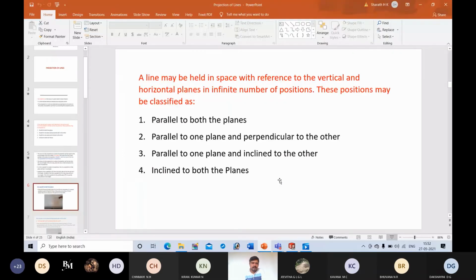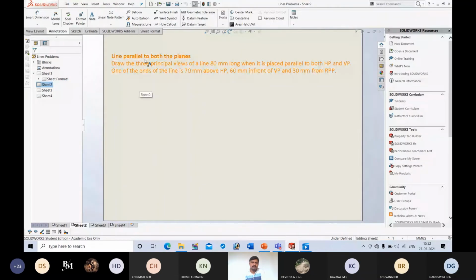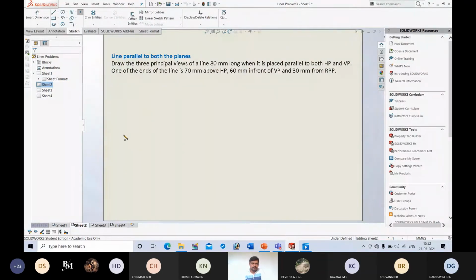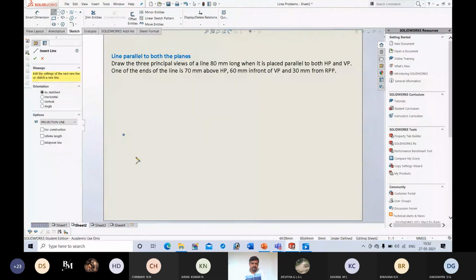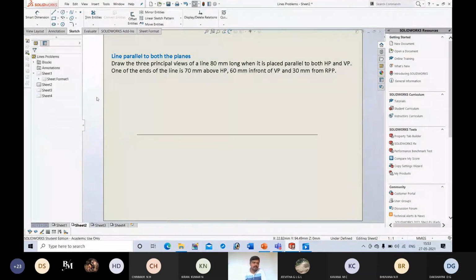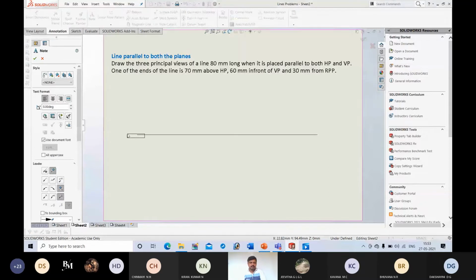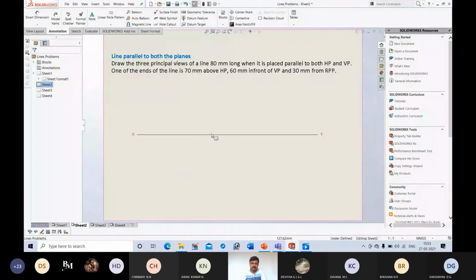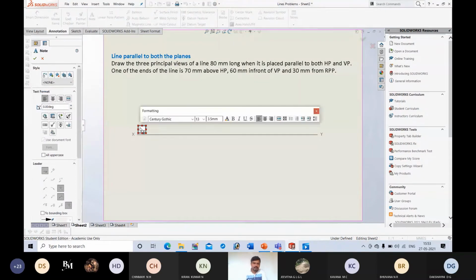Again, the same problem, line parallel to both the planes. Draw the three principal views of a line 80 mm long, when it is placed parallel to both HP and VP. One of the ends of the line is 70 mm above HP, 60 mm in front of VP, and 30 mm from RPP. Here also, the first step is to draw the XY line, then name it as XY. Since we are following first angle projection, after drawing XY, you can write VP for every problem in projection of lines.